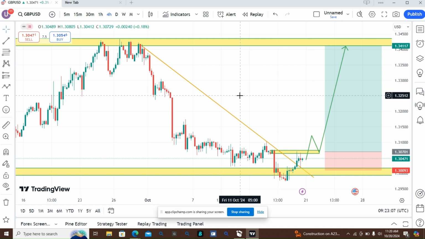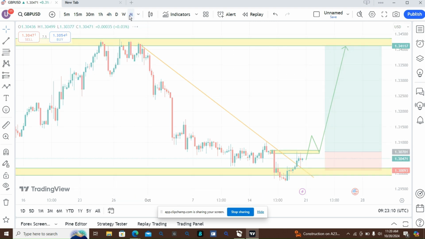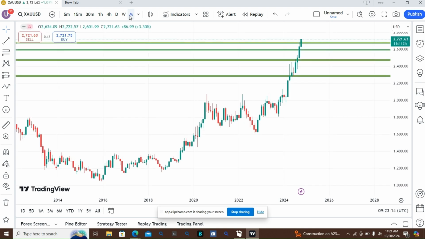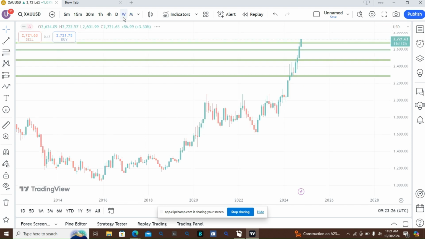So our next pair is gold. Let's move to gold and see what gold is giving us. On a monthly time frame, gold is very, very bullish. You can see it without me telling you. You can notice that the price is moving up. So in the monthly time frame, gold is bullish, in an uptrend. Let's go to the weekly time frame and see how we can join this movement.